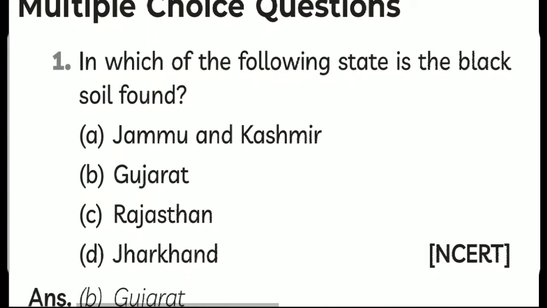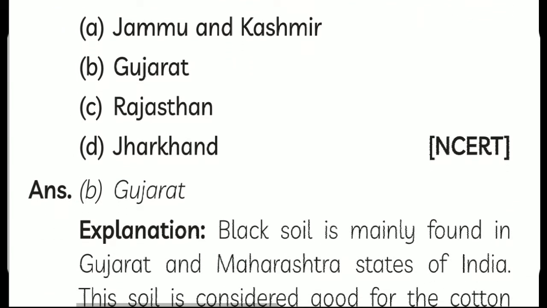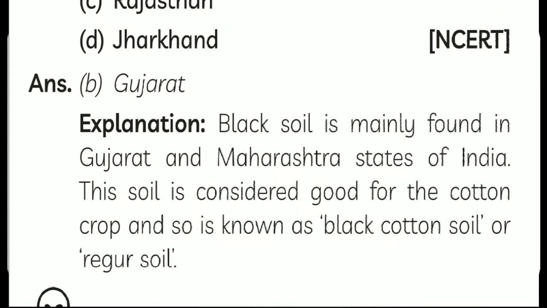And your answer will be Gujarat. And the explanation for this question is, black soil is mainly found in Gujarat and Maharashtra states of India. This soil is considered good for the cotton crop, so it is known as black cotton soil or regur soil.